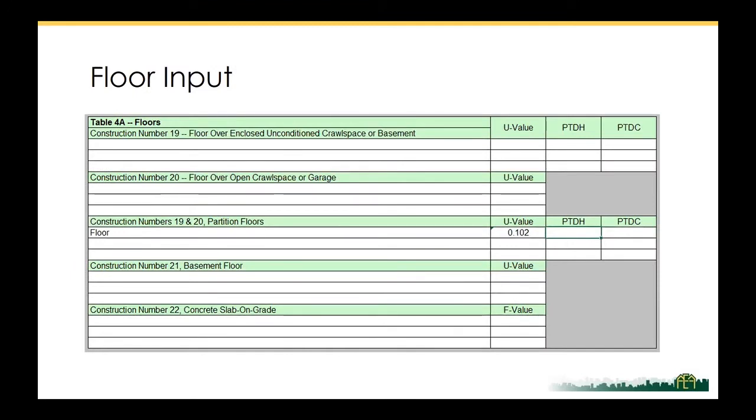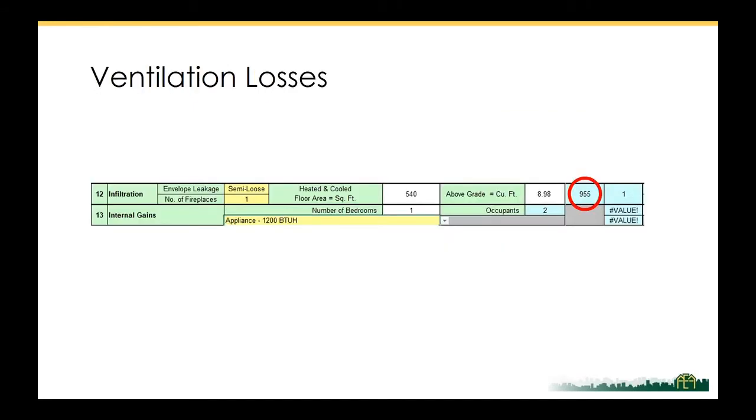So then we put in our floor input. Again, this is a partition floor between two units, and it is actually R13 again, which was derated to R9.8. Now we get into ventilation losses. This is where it gets a little interesting. Envelope leakage is semi-loose. It's fairly subjective. I tried to look into what they define as semi-loose, and I wasn't quite sure. It didn't make much sense to me.